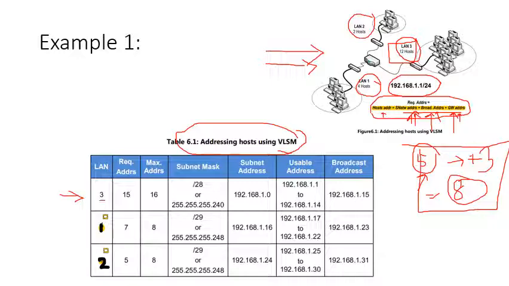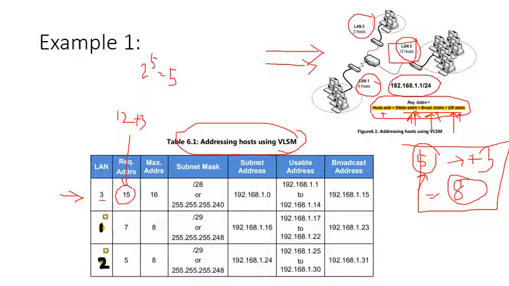LAN 3 requires 12 addresses for the hosts. But don't forget the network address, broadcast, and gateway, so you need to add 3 more addresses. So it becomes 15 addresses. If you want to provide the addresses, it must be in terms of a power of 2. The closest to 15 is 16, which is 2 to the power of 4.